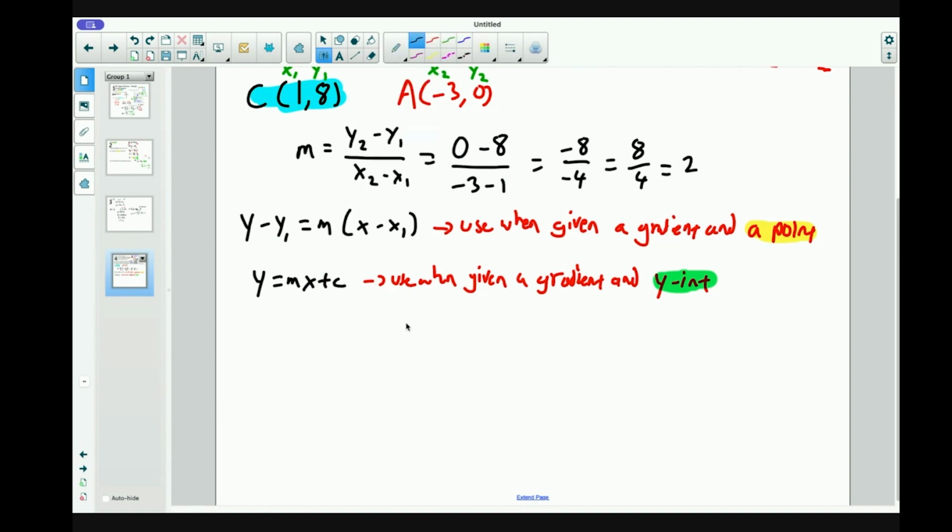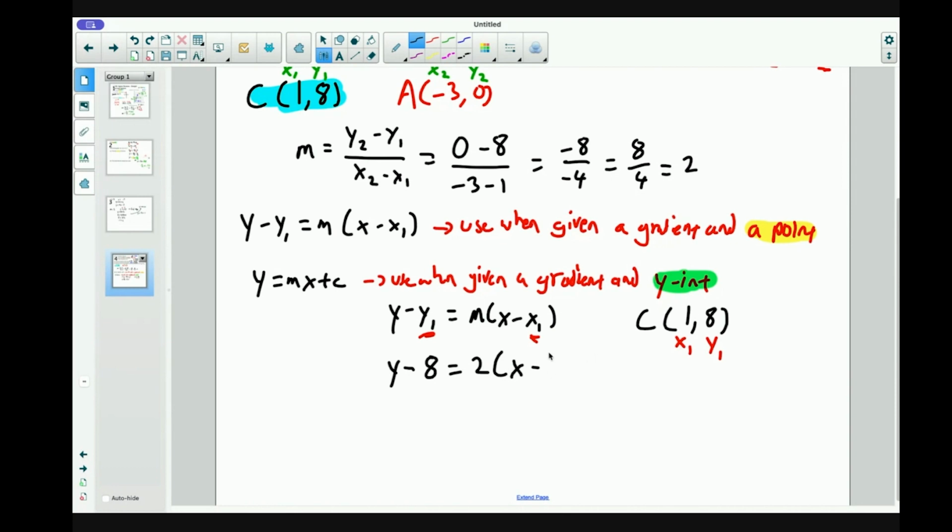So I'm just going to rewrite things down here. So we know that we have y minus y1 is equal to m times x minus x1. And we know that C is 1, 8. Now the key here is just knowing which one of these variables we are replacing. So in this case, we're actually replacing the x1 and the y1. So let's call this x1 and y1. And we simply substitute in all of our known variables. So y minus y1, which is 8. So y minus 8 is equal to my m, which in this case is 2, times x minus 1.